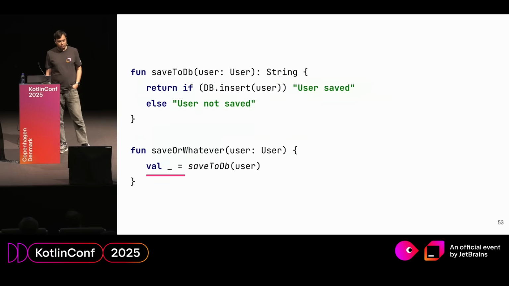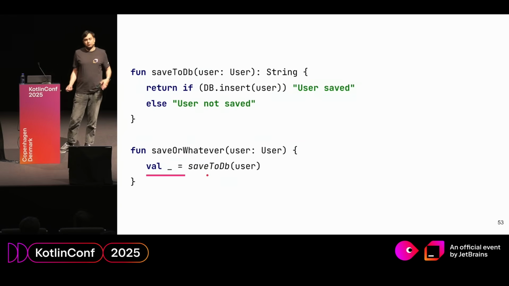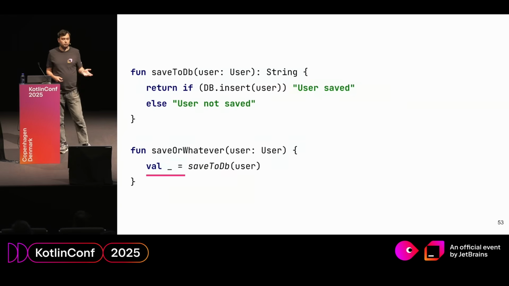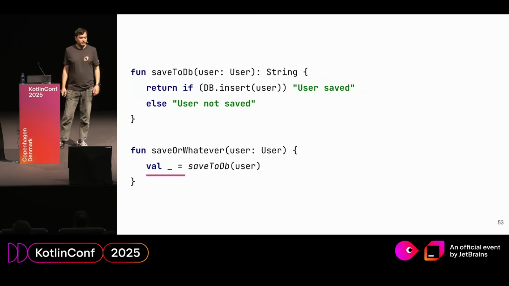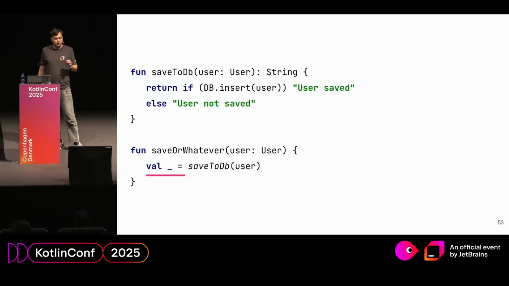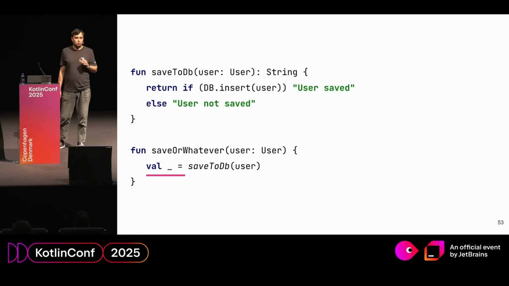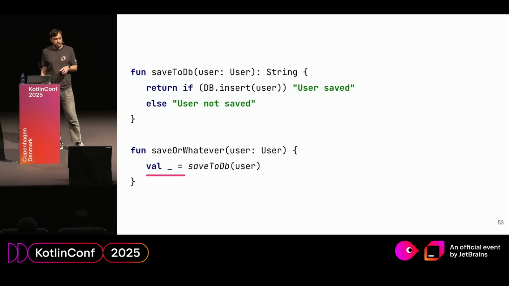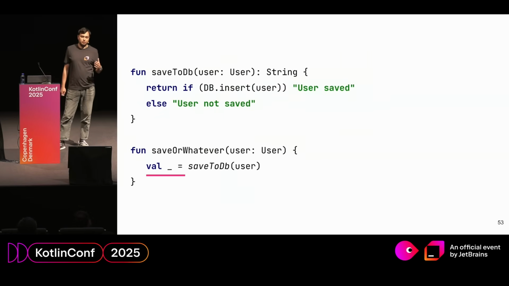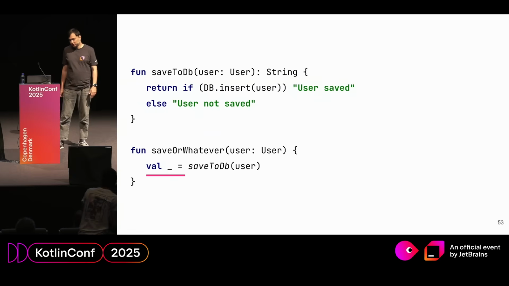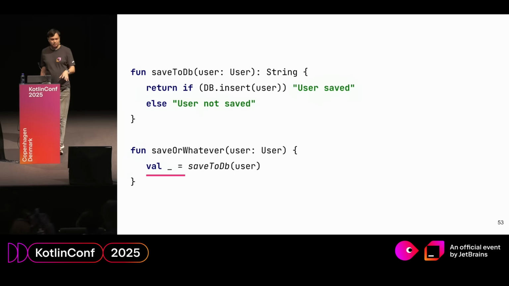But in a place where we use this function, we may not care about whether it was successful or not, maybe because it's some kind of fallback or test code or whatever. So we have our save or whatever function. And to indicate the fact that we really didn't want to use this function, and we do not want to get a compiler warning here, we can use val underscore to declare an unnamed variable and to explicitly drop this value returned from save to db.